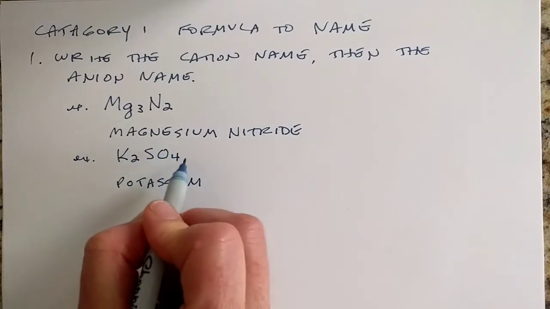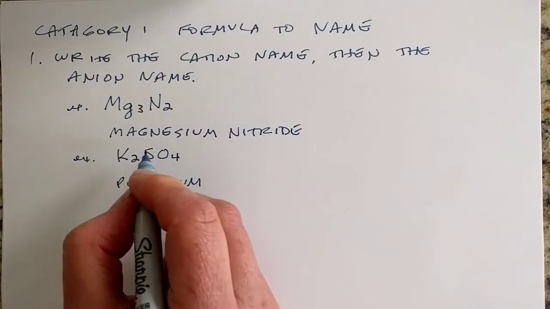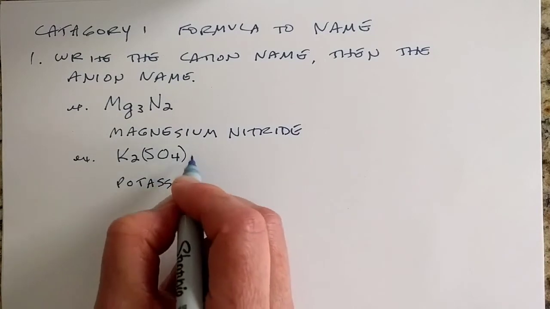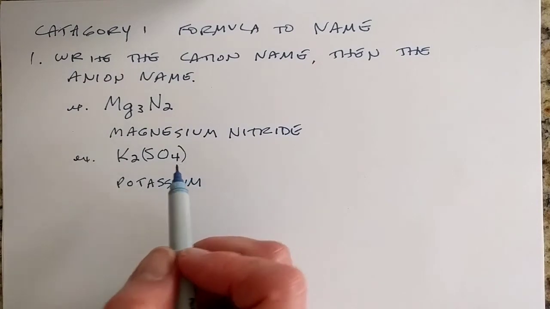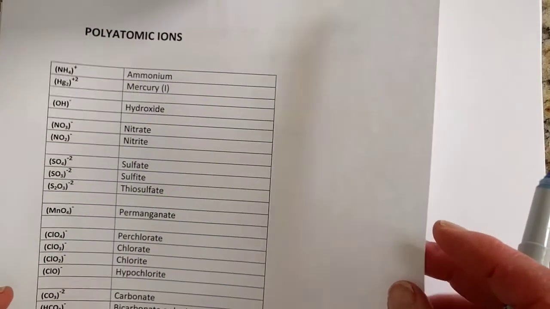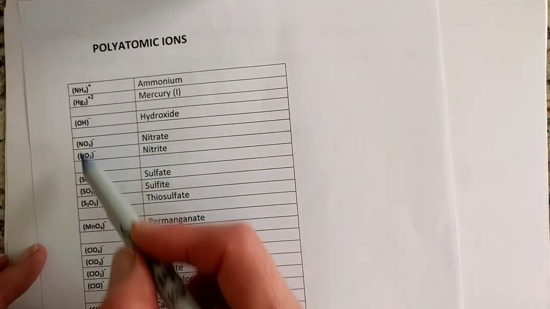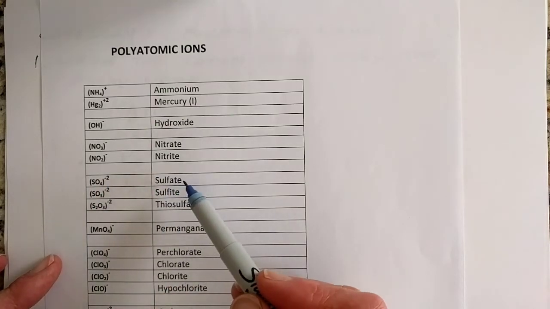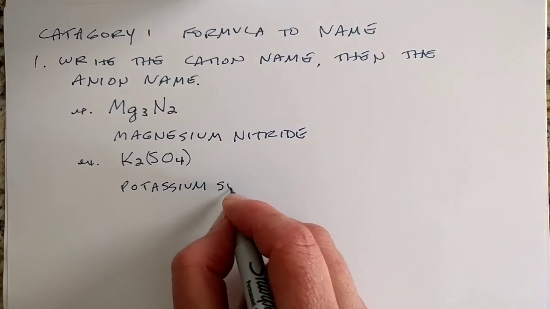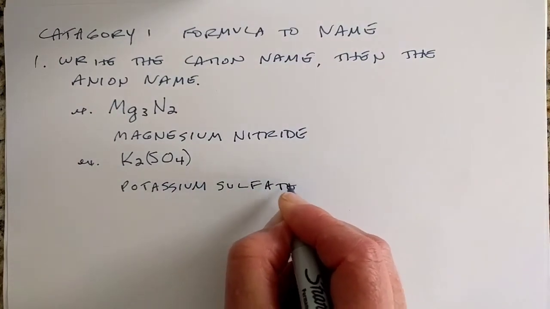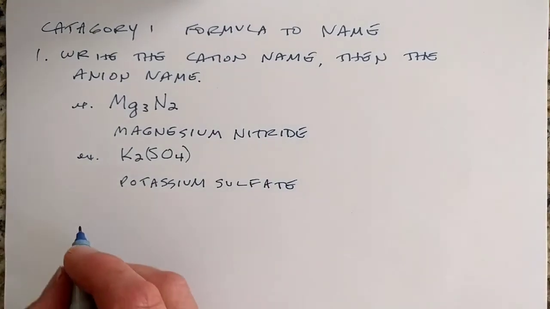And then SO4, this is a group. Our formula does not show it in parentheses, but we could go ahead and put in those parentheses if we wanted to. So we have one sulfate group. Well, I know it's sulfate, but when you see the SO4, you're going to look at your polyatomic ion chart. Here it is, and you're going to find where you have an SO4. You don't have to worry about the charge. Right now, you're just looking for the SO4, and we see that SO4 is sulfate. That is the name of that polyatomic ion. So we write that down, and that's our name. We're done. Potassium sulfate.